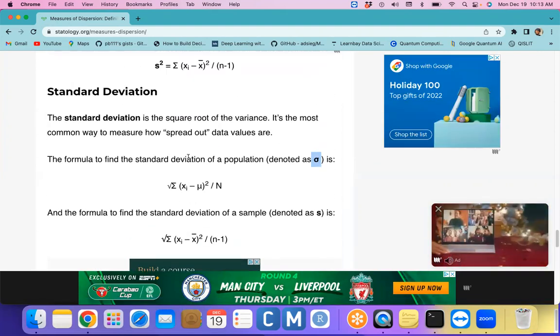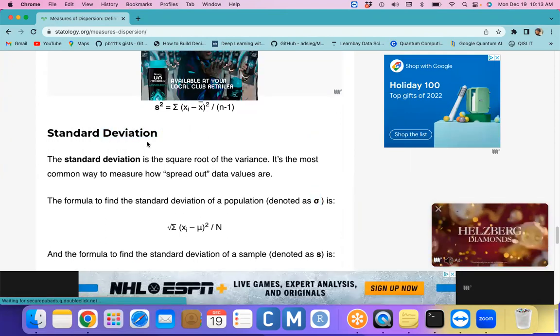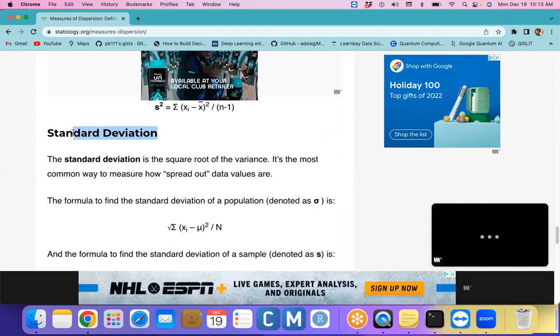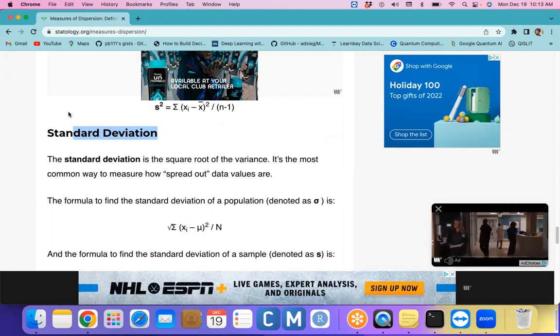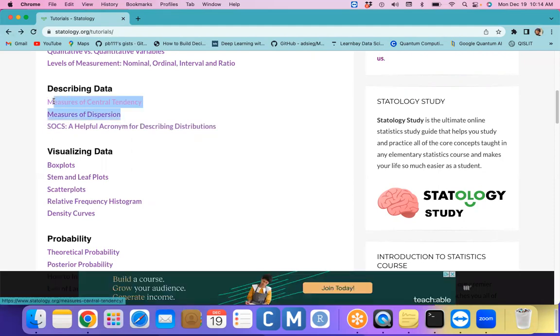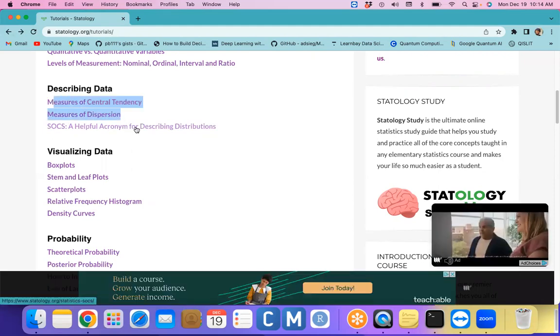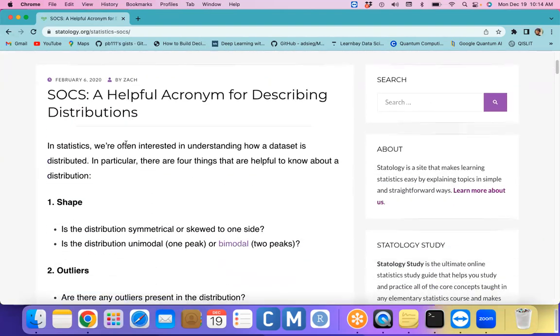So this is the way you can easily calculate the standard deviation and variance. For finding the standard deviation and variance, we have direct formulas, or else we can build them with the help of these particular formulas. Clear? So this is the way you can understand measures of central tendency and measures of dispersion. When we know these, only then can we easily describe the data. Here is a helpful acronym for describing the distribution.